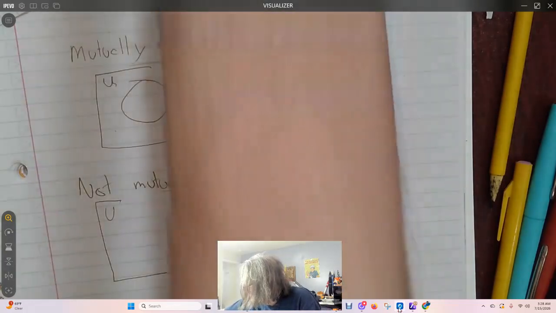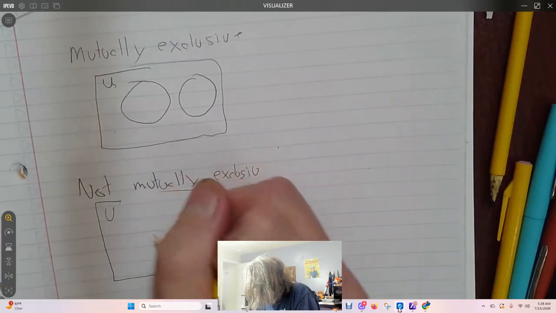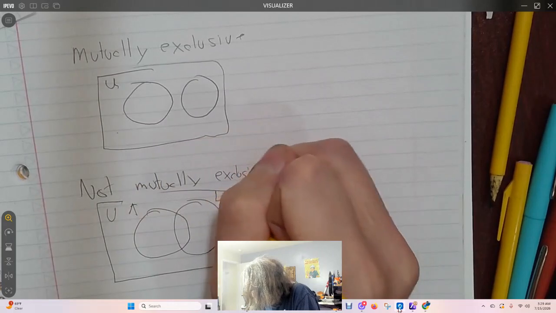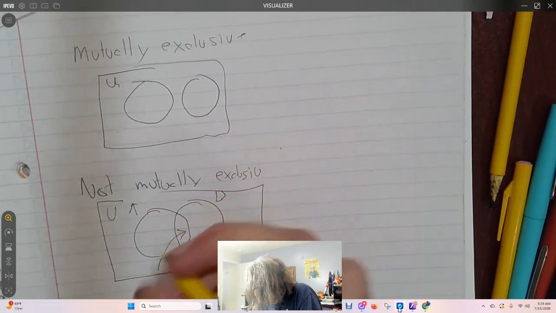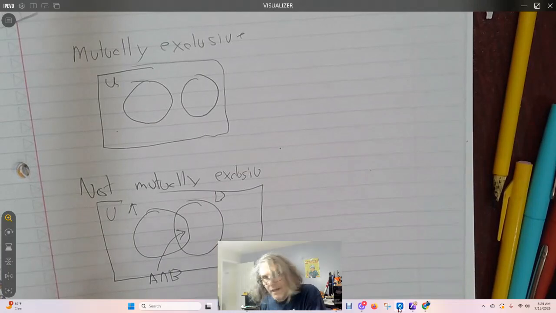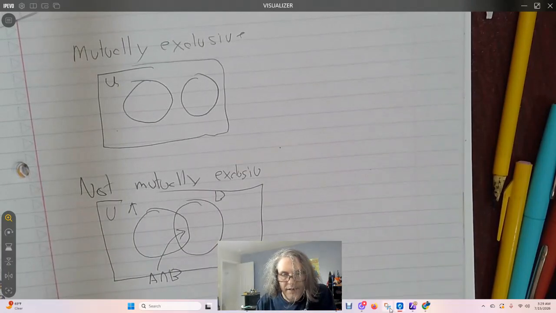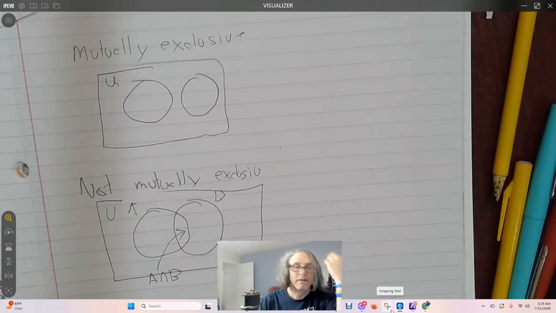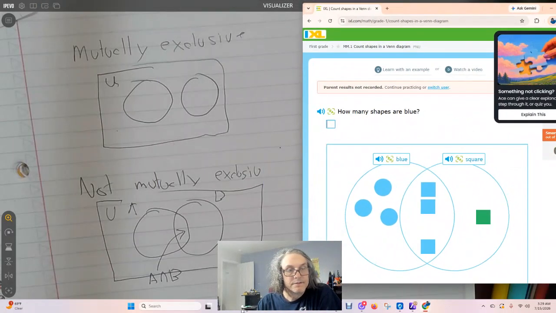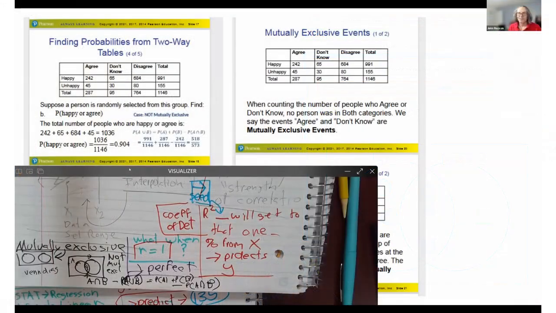He was sneaking it. Anyway, not mutually exclusive would be where they have this intersection. So you had the A, you got the B, and right in here is A intersecting B, where, like we had in our Venn diagram up here, the intersection was square and blue. We still have A. We have B, which is what we need.